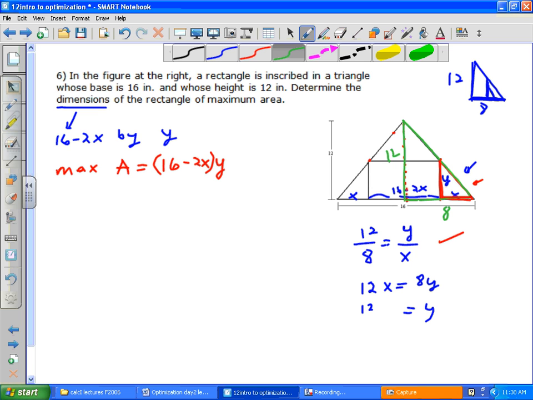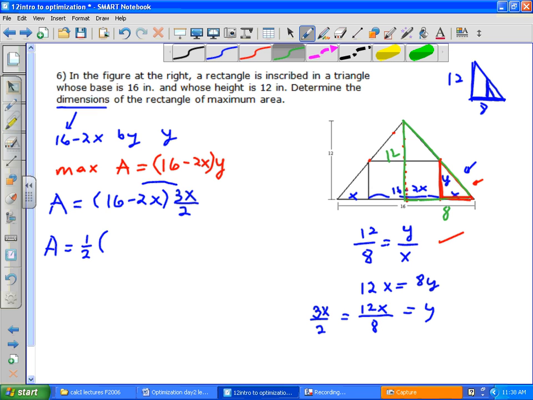Y is 12x over 8. Let's divide both sides by 4. So I get 3x over 2. So now I'm going to go back to the area equation and substitute that for y. Y is 3x over 2. So as always, before we differentiate, let's clean this up a little bit. Now I'm going to take out the 1/2 up front and then multiply 3x with both of these two terms. So I have 3 times 16, or 48x minus 6x squared.